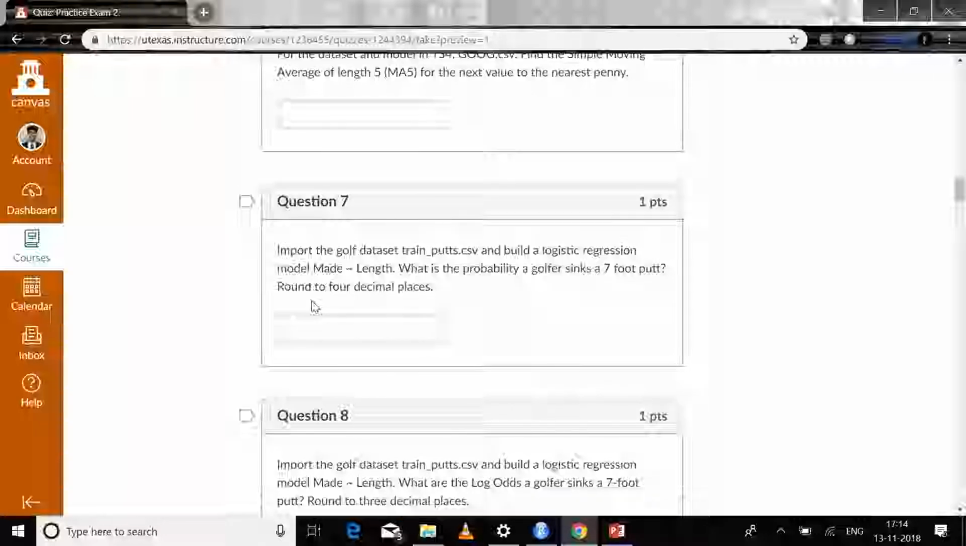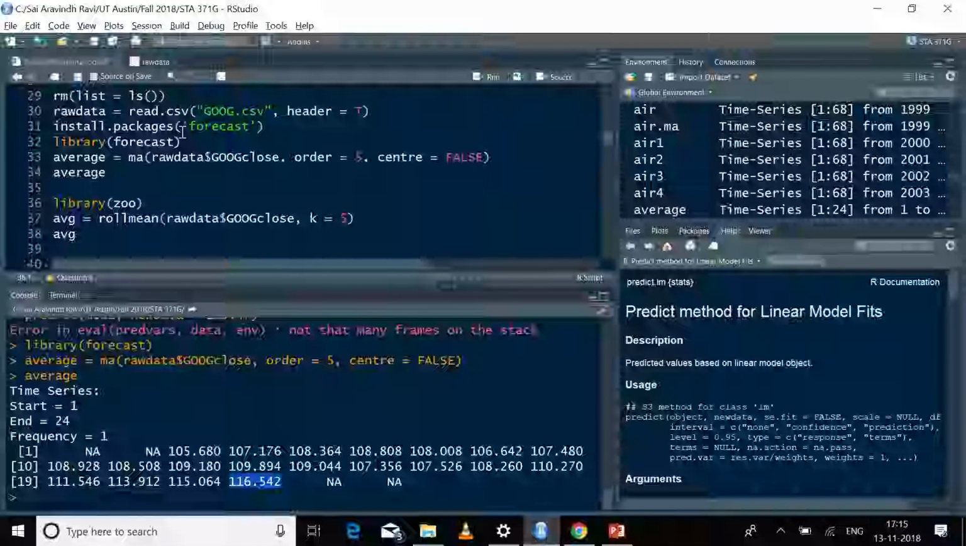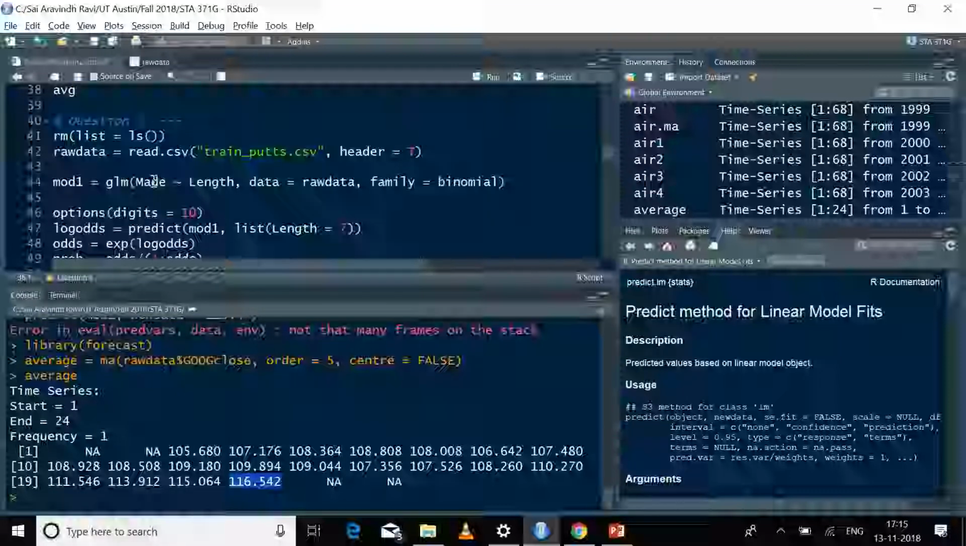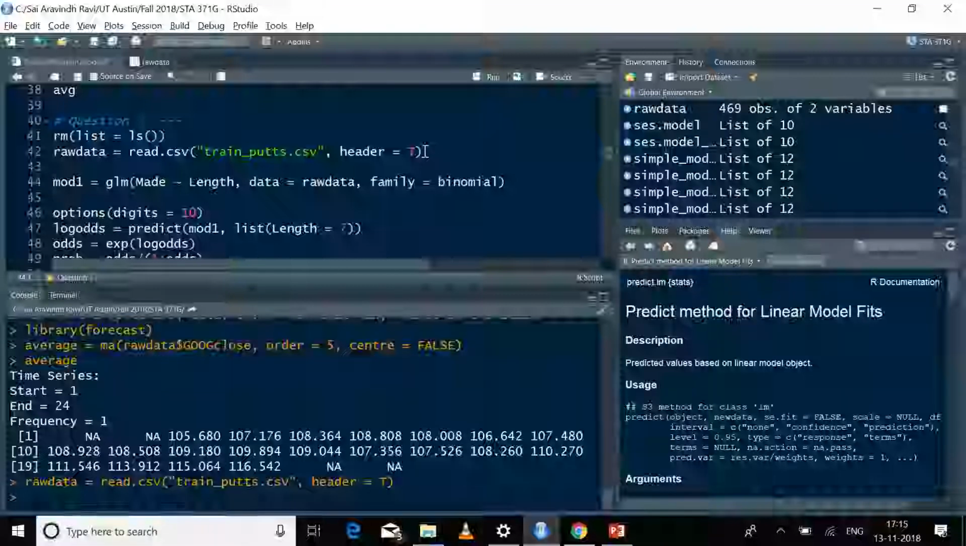Okay. The next question is the golf data set. It's called train.putts. And he wants you to build a logistic regression model predicting made against length. And he's asking you for the probability that a golfer sinks a 7-foot putt, rounded to 4 places of decimals. So get that data in. It's called train. And I create a model. So this is a generalized linear model.